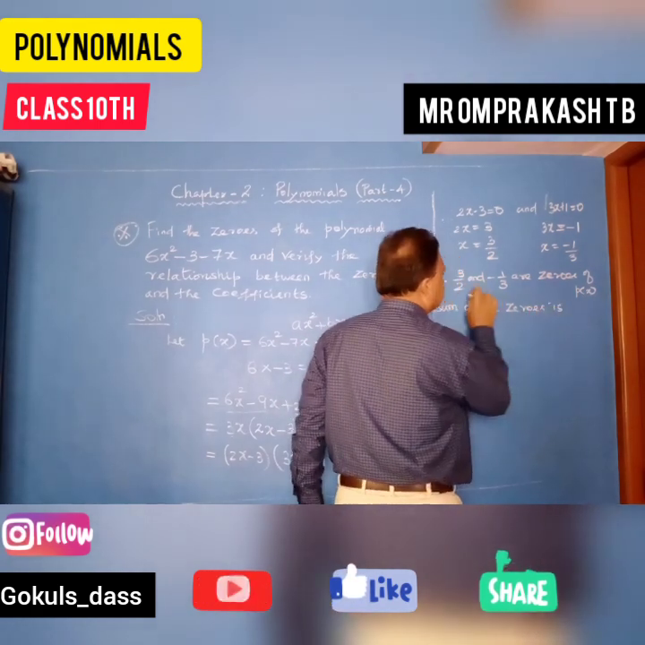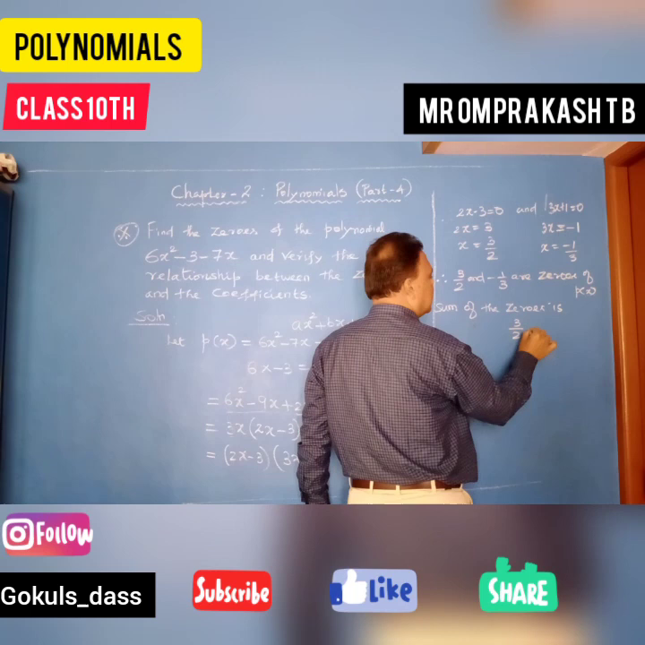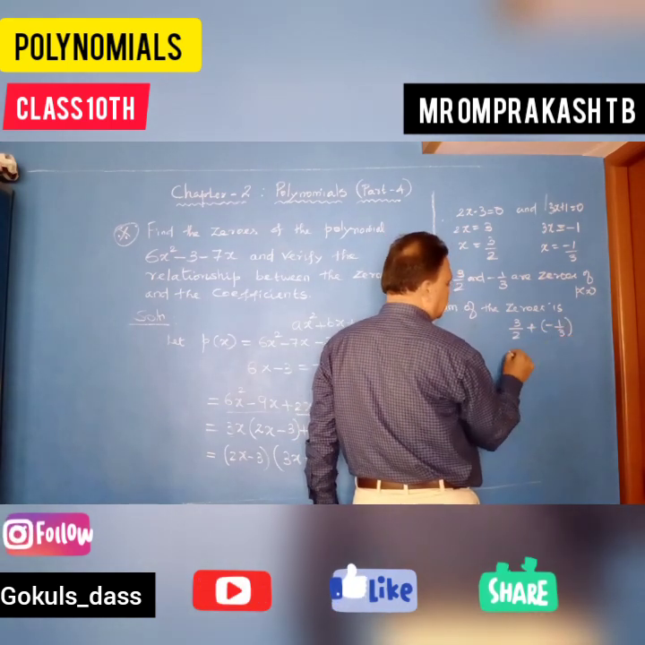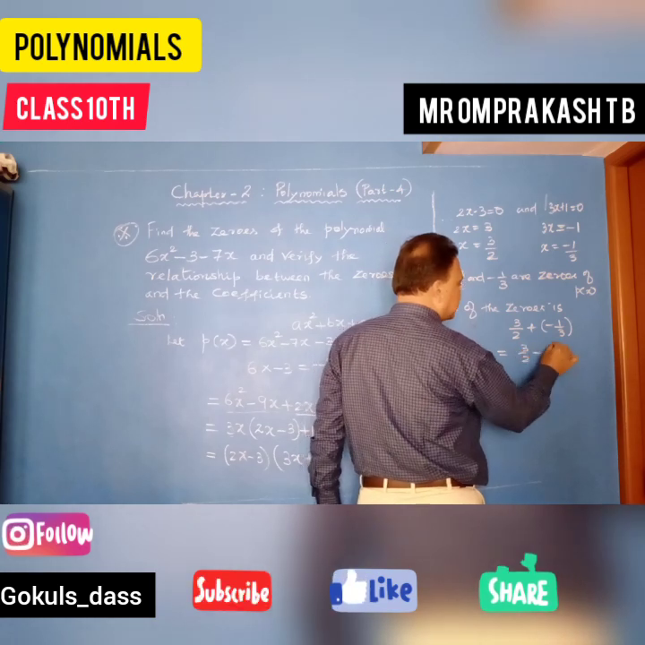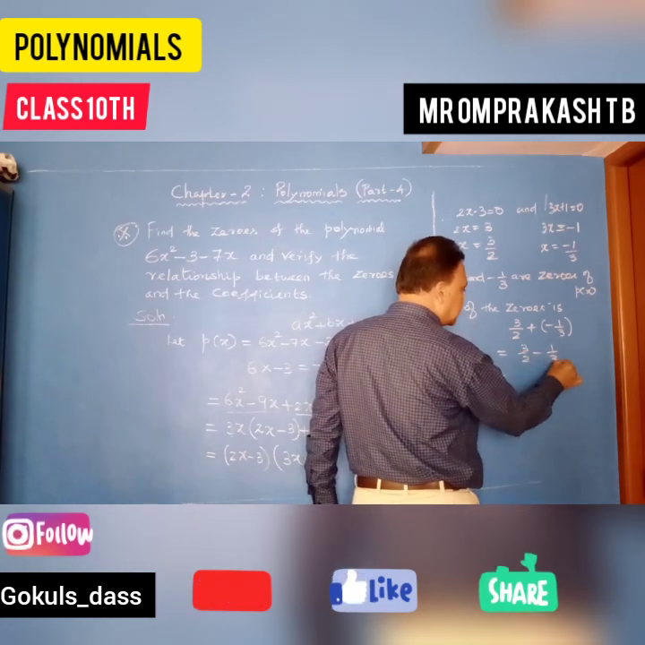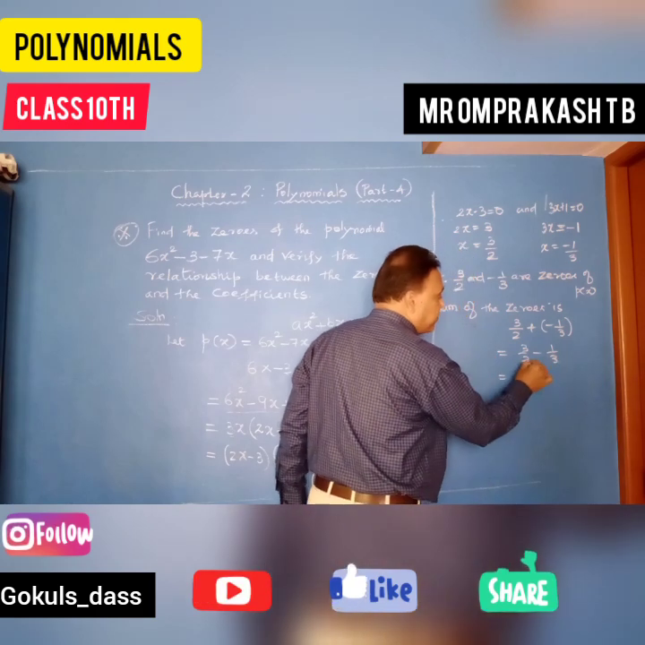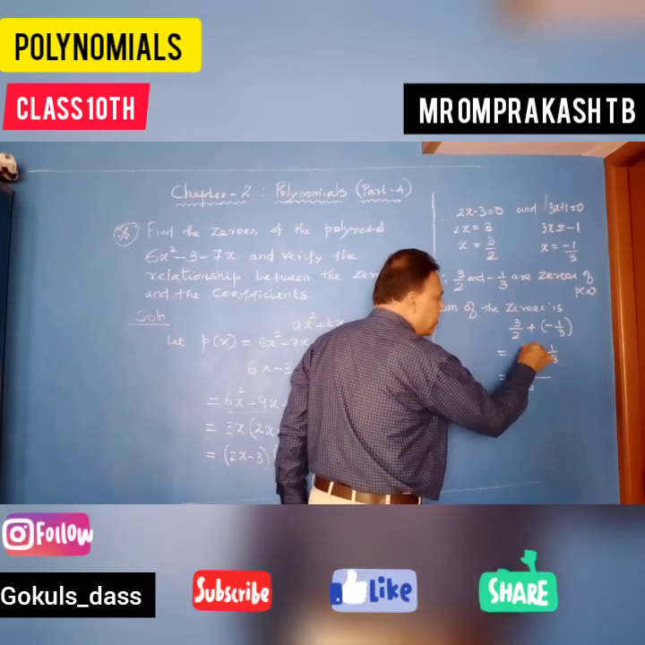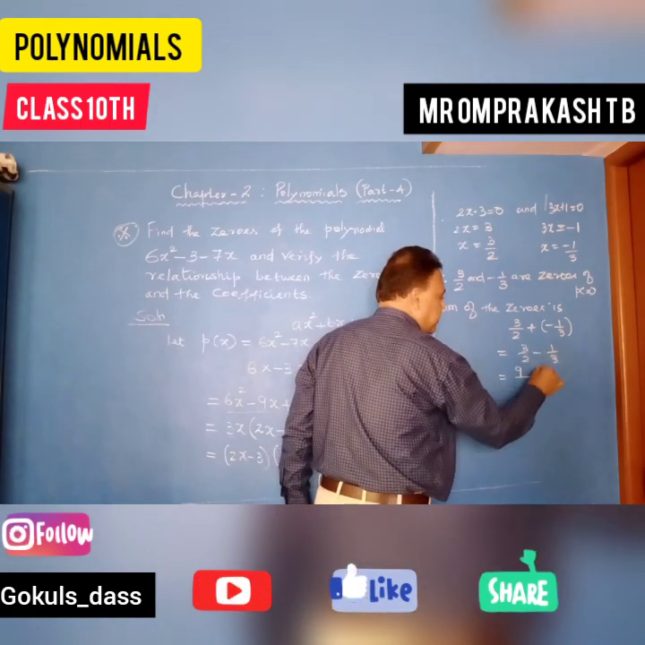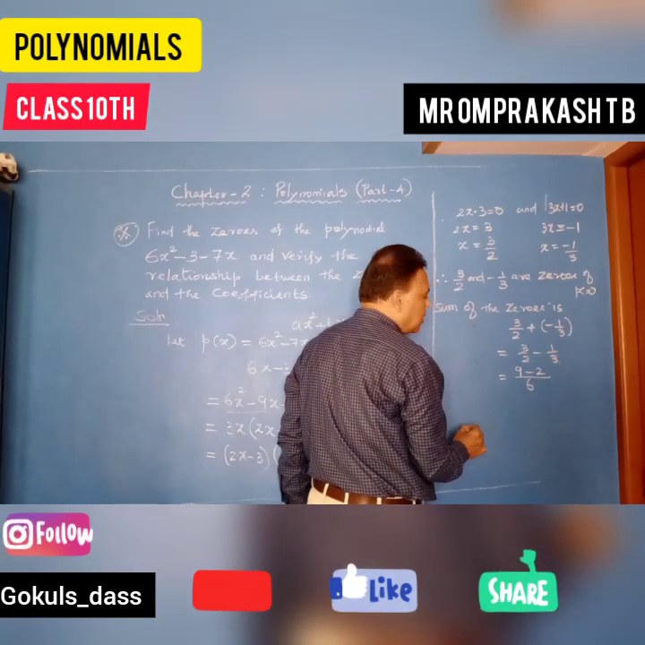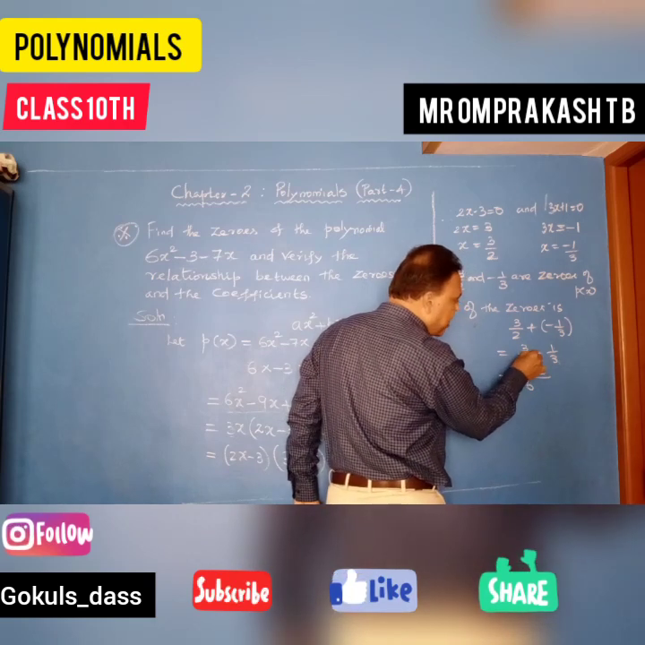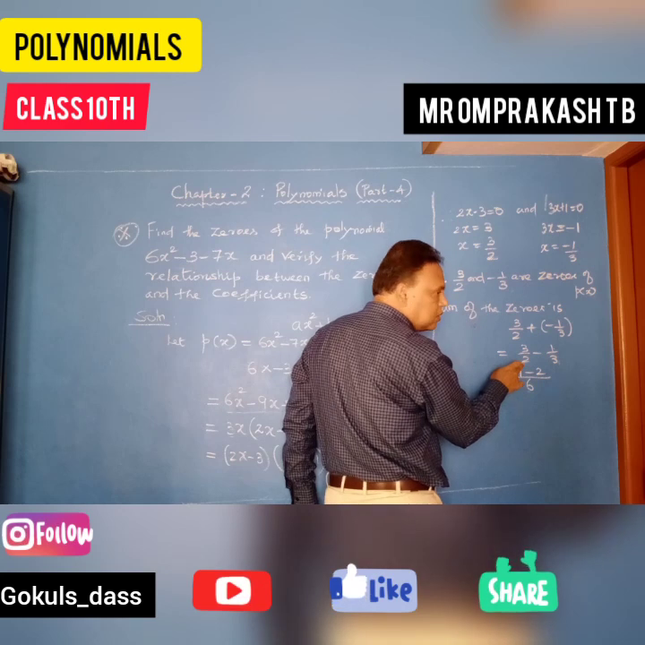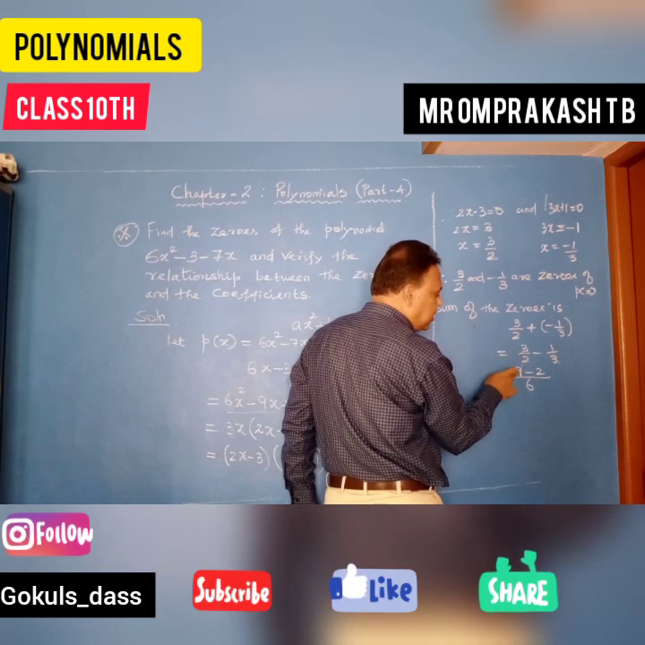Yes. Just add. Sum means add. 3 by 2 plus of minus 1 by 3 is equal to 3 by 2 minus 1 by 3. Take LCM. What is LCM here? 2 into 3, 6. This 3 you multiply here, 9. This 2 multiply here, minus 2. Or you divide the denominator of the first term: 6 by 2, how much? 3 we will get. So 3 into 3, 9.